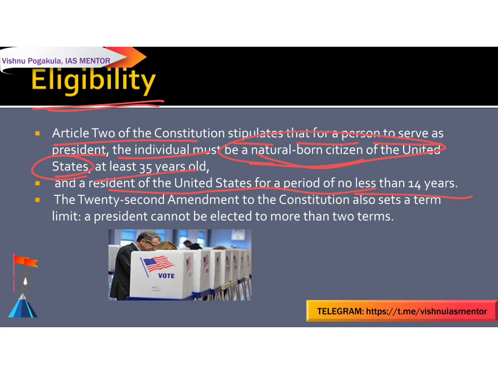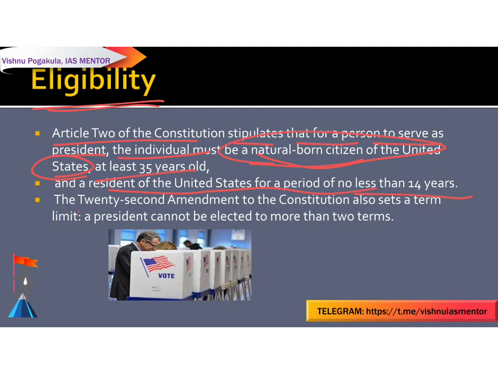Also, a candidate may start running his or her campaign early, before turning 35 years old or completing 14 years of residency, but they should meet the age requirement of 35 years and the residency requirement by inauguration day. Before that they can start the campaign, but they should meet the requirements.